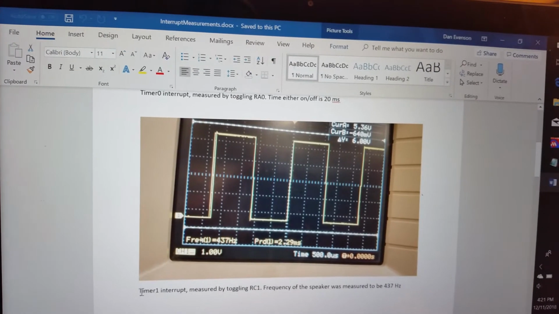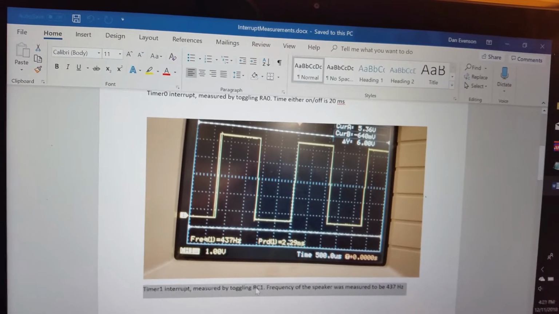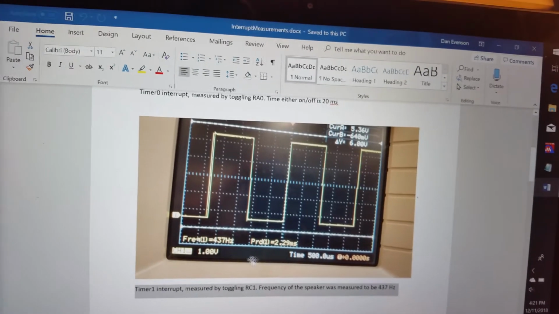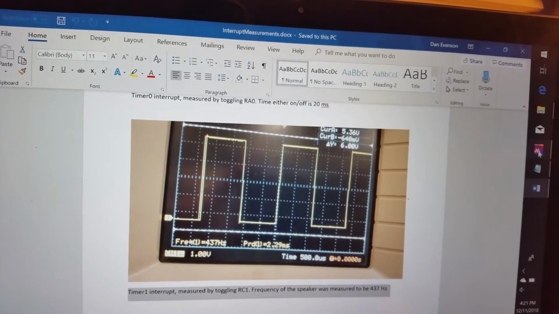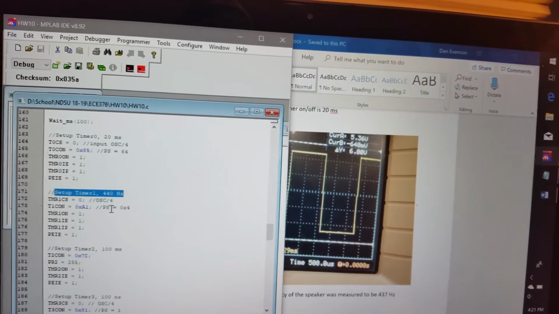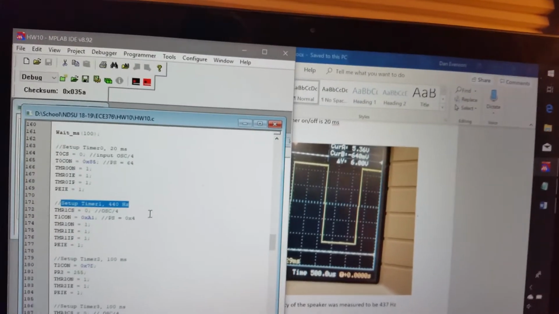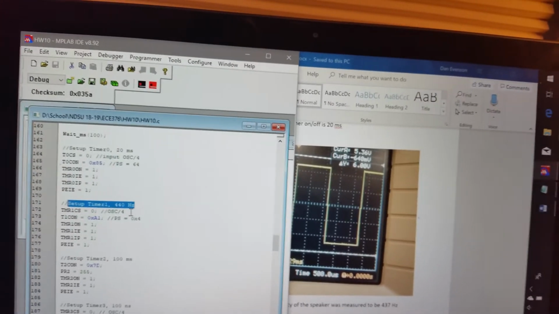Timer 1 interrupt was measured by toggling RC1. This is the frequency on the speaker output. This was measured to be 437 hertz, which I intended to be 440 hertz. So that's fairly close. I would say that's within my tolerance of plus or minus 10%.